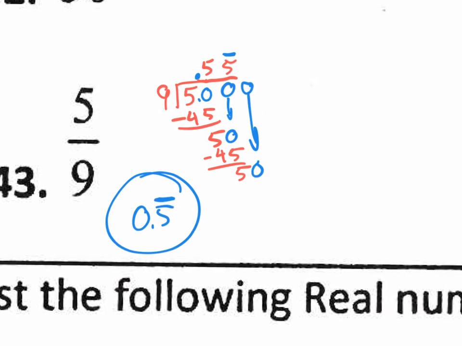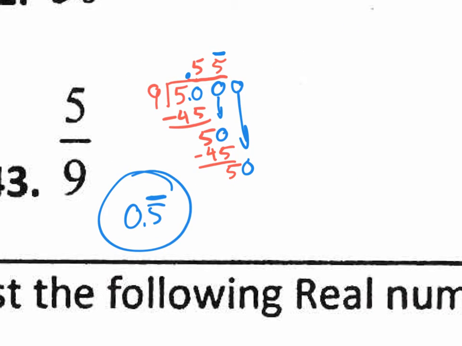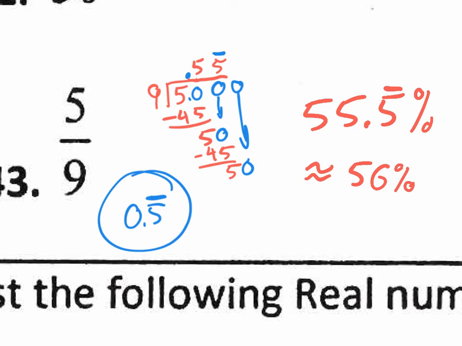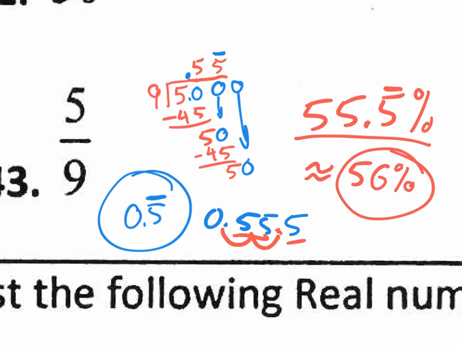It makes sense. As a percent, what would the percent be? 55.5%. And that 5 is repeating. So you could say roughly 56% if you wanted to. Okay. Remember the 0.555 and it's repeating. You'd move it over 2 spaces to get the percent. That's why it's 55.5%. Or you could give an approximation of 56%.